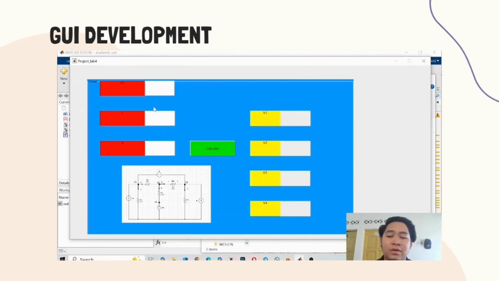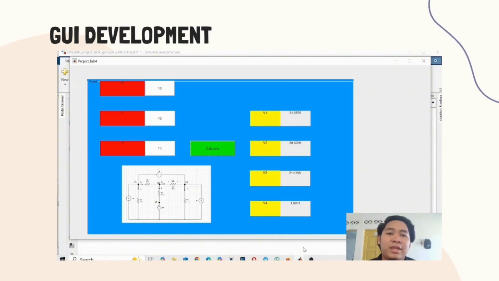After we get the GUI layout, we put in the values. We want to know whether the value in the GUI is the same as in our Simulink. So I use the case 1 values. Case 1 for R5 is 10, voltage source is 10, and the current source is 15. After that, we start calculate. This is the value we get for V1, V2, V3, V4.